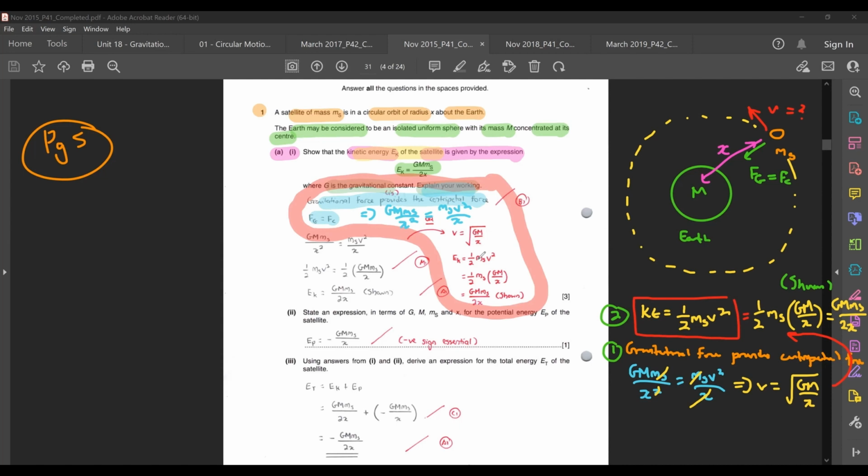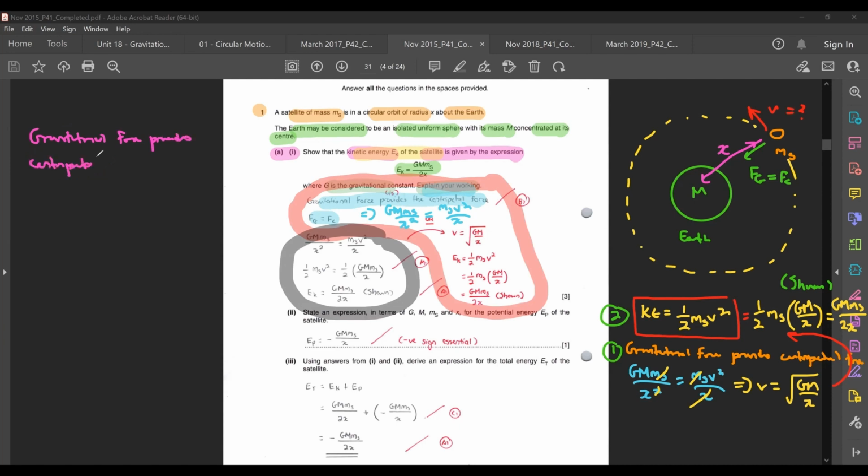Okay, right? So this is one way of doing it, but there's also another different way of doing the same thing. This one would be actually this part of your answer here. This one you will do the same thing where you say that gravitational force provides centripetal force. So that you say Fg equals Fc now. So you get GMms over x squared equals ms v squared over x.